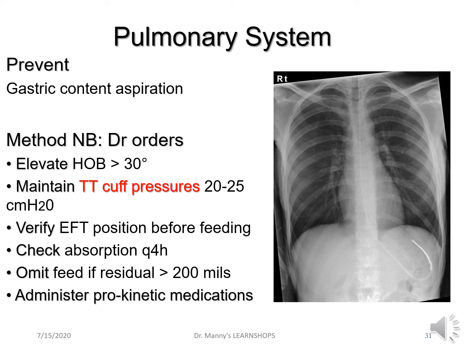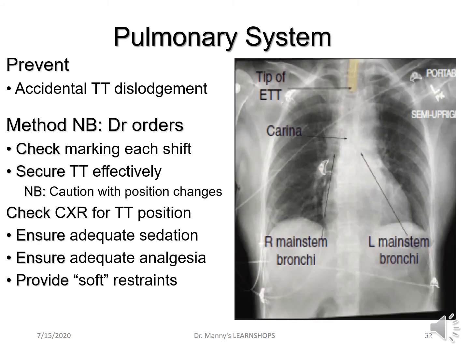And if you are feeding, check the absorption every 4 hours or according to the unit policy, and omit a feed if the residual is greater than 200 mils, because you don't want to promote aspiration. And if required, prokinetic medications such as Maxolon, metoclopramide, could be considered to increase peristalsis.